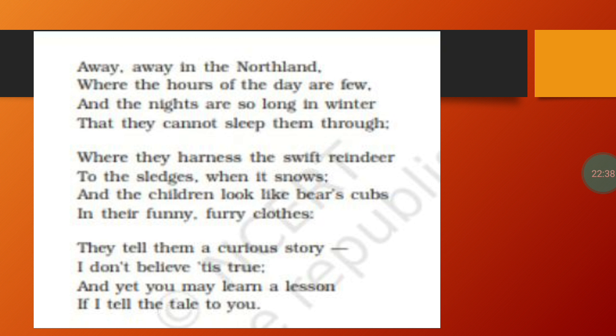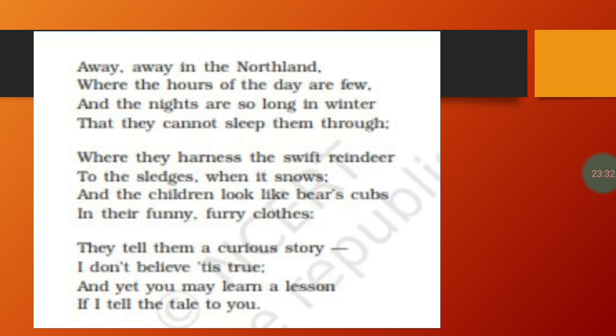See the first stanza. Fourth line, that they cannot sleep them through. That th is there. They, th is there. Them, again th. Through, th. So the sound th is repeating. Okay, they, the, them, through. The sound is repeating. In stanza 2, there also we can see an example for alliteration. And the children look like a bear's cubs. Look like. The sound L is repeating. In the next line itself, funny, furry. The sound F is repeated.